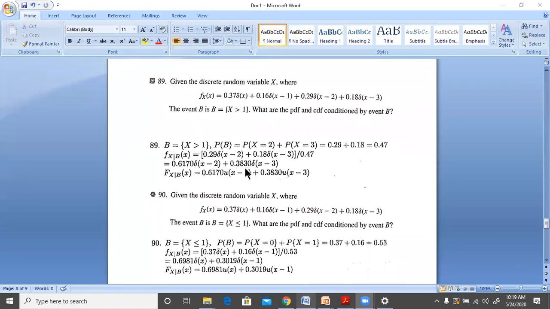Now, when we have the PDF as del functions, the CDF will have the u functions. That is the only difference. If we have the PDF as del values, the CDF will be the u values. Integral of del will be u. Integral of del will be u. So thus we'll get the PDF like this and the CDF like this.